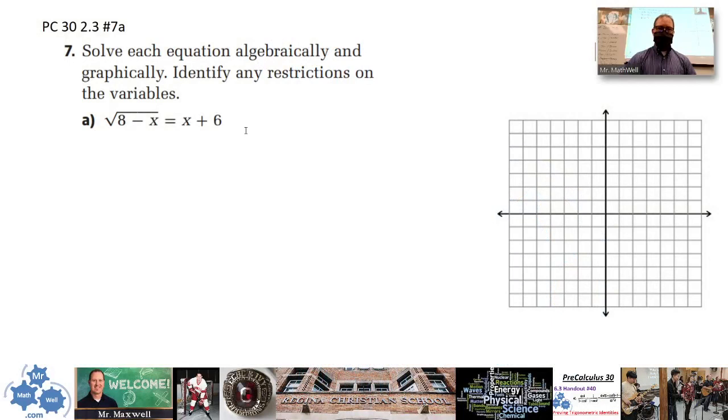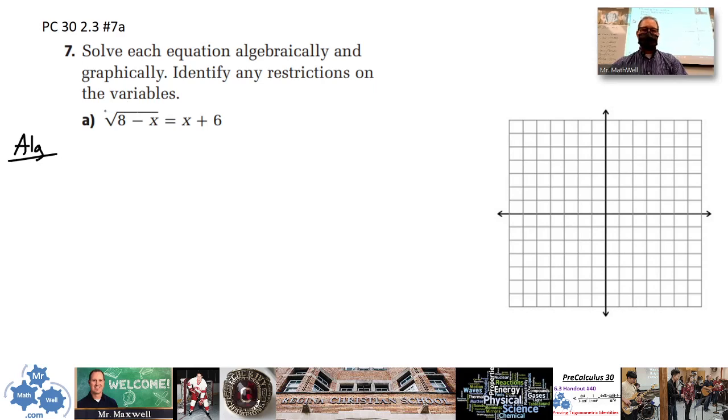All right, so we're at pre-calculus 32.3, number 7a. We have to solve a radical equation. That's what 2.3 is all about. Two different ways to do that: one is algebraically and one is graphically. So algebraically, let's do that first. Let's do the algebraic method first here.